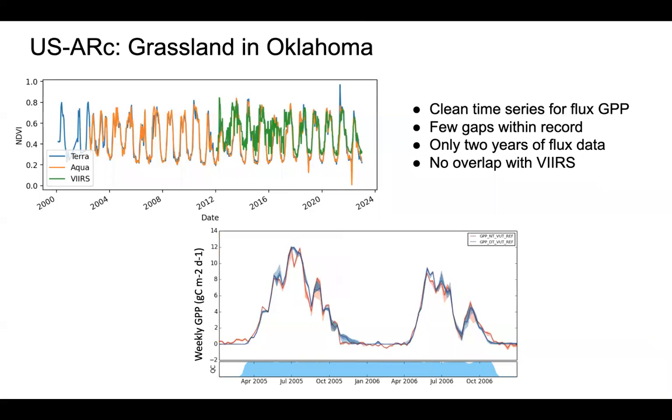So we can start seeing that there is a fairly clean time series for Flux, not a lot of gaps that we should really be worried about. We only have 2 years of data, just 2005, 2006.